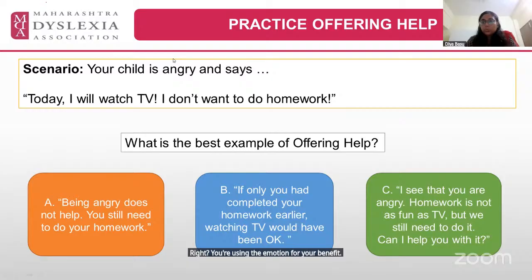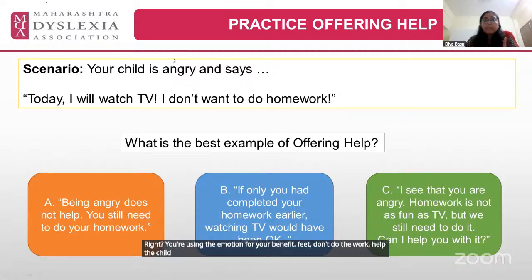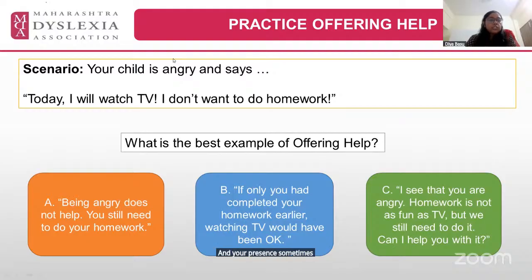Pete, don't do the work, help the child to. Yes, Pete, absolutely, you got it. You don't do the work, you help the child to know how to do the work. Fantastic. And your presence sometimes matters. You don't just be present with the child. Your presence makes a lot of difference.